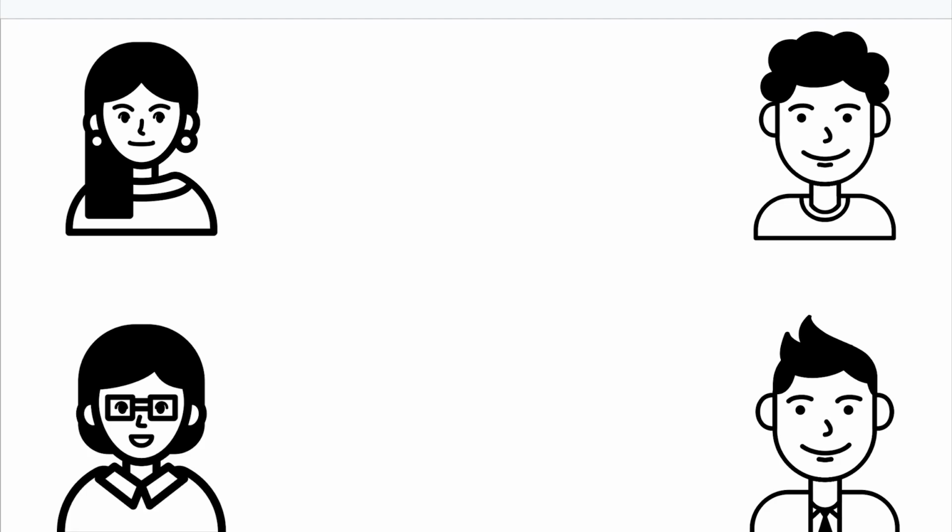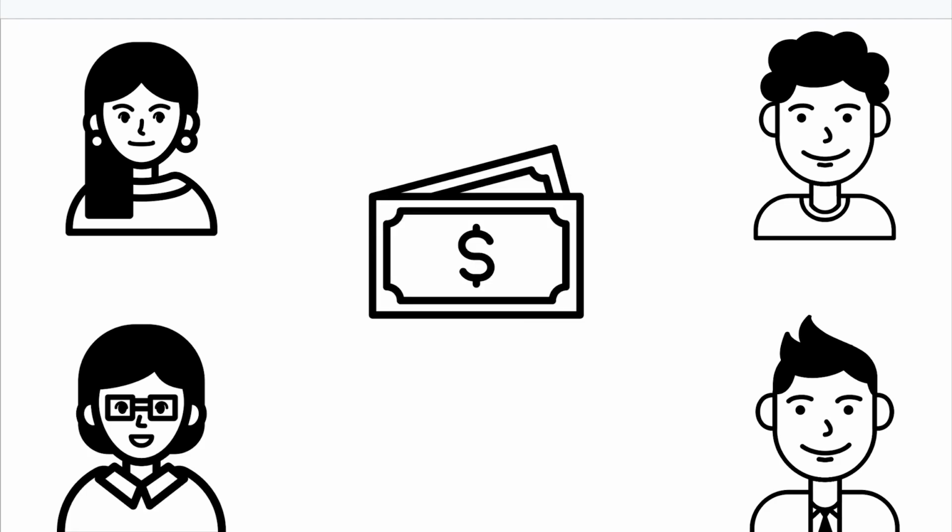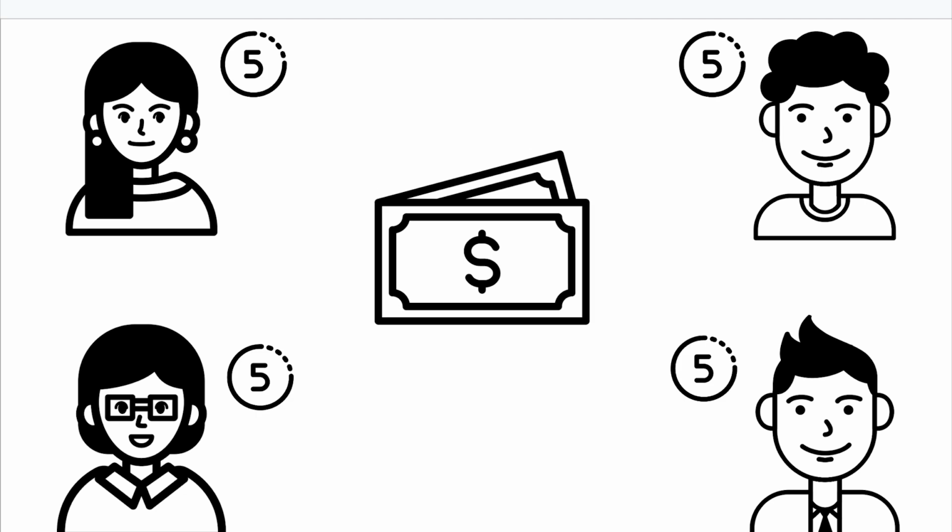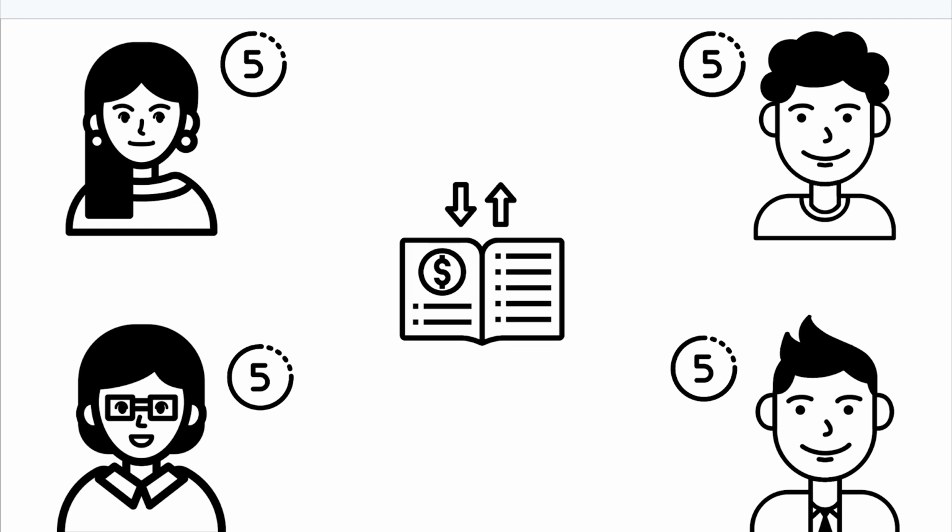Let's say Pam, Jim, Michael, and Phyllis want to move some money around. Each of them has $5 in their digital wallet to start with. Imagine an open ledger or notebook in between them, available for each of them to see. That ledger will contain all the information about the transactions that happen from the first one.